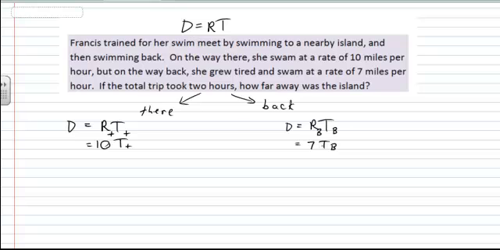Now, because it's a round trip, the distance on the way there and the distance on the way back are equal to one another. So I can say 10 tt equals 7 tb. Divide both sides by 10, and tt equals 7/10 tb.